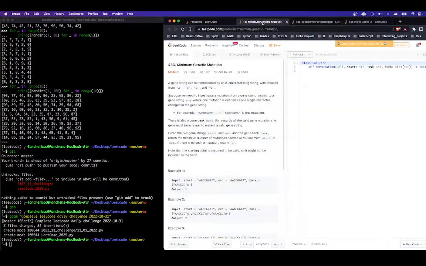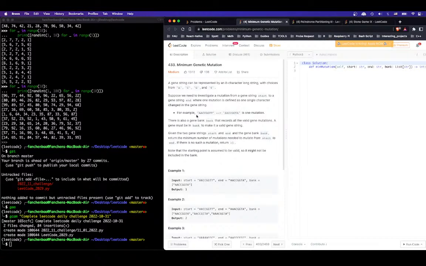Minimum genetic mutation. A gene string can be represented by an 8-character long string: ACTG, yeah? We need to investigate a mutation from a gene string start to a gene string end, where one mutation is defined as a single SNP, single nucleotide polymorphism. Changing genes, so this and this, we can see the change is the last one, right?